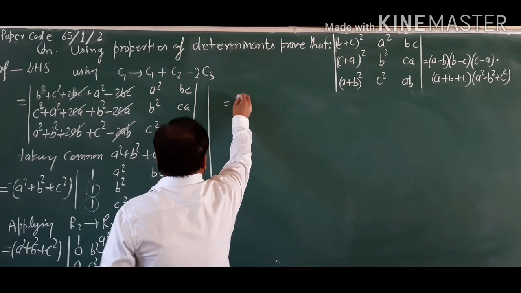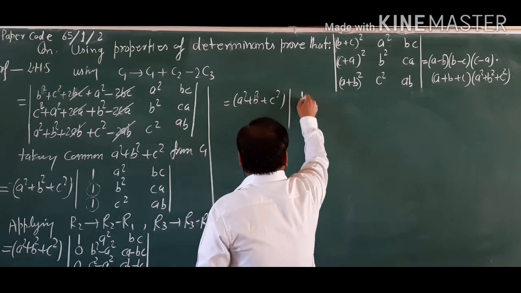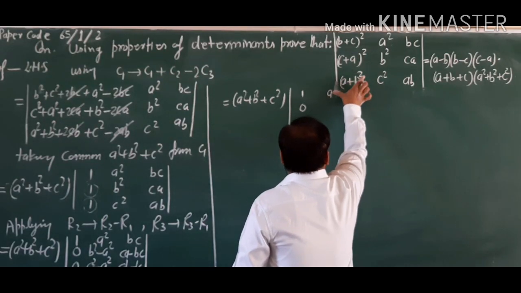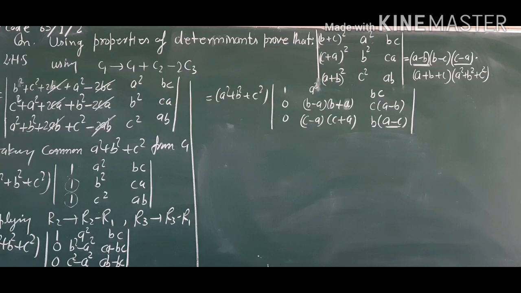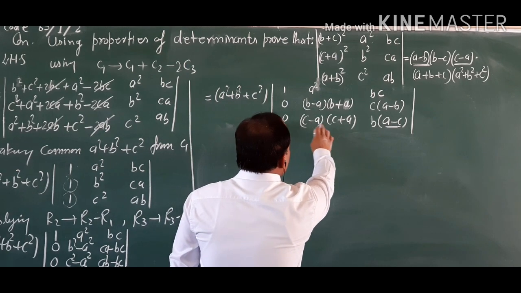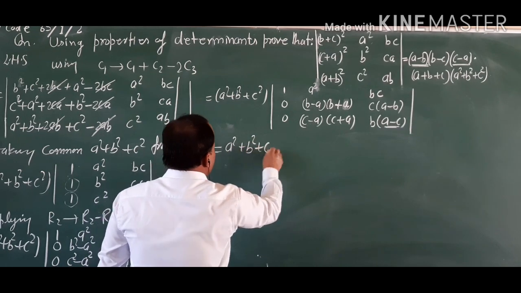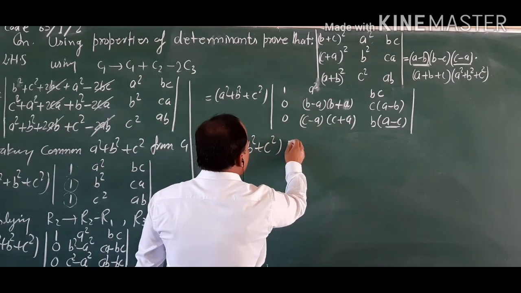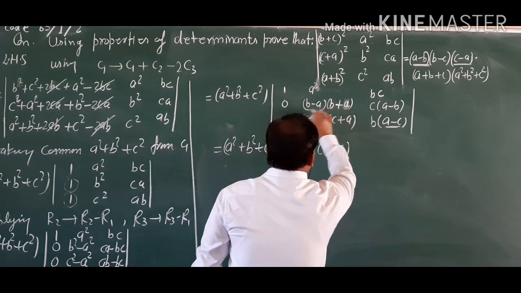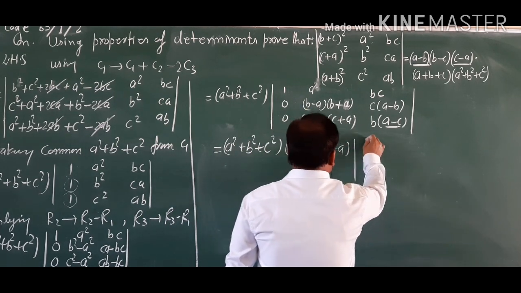So we get a square plus b square plus c square, and in the determinant we have 1, 0, 0, and the other entries are a square. Now we should take common. Here we take b minus a common in R2, and c minus a common in R3.